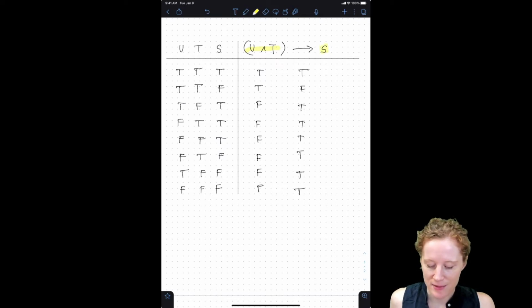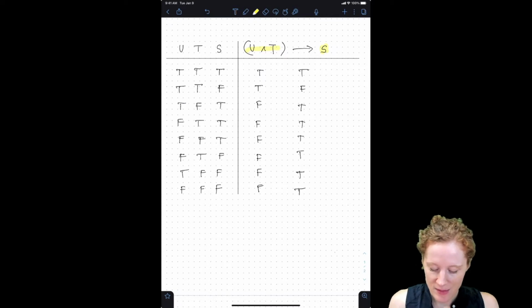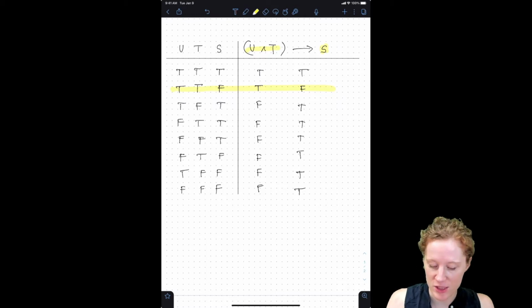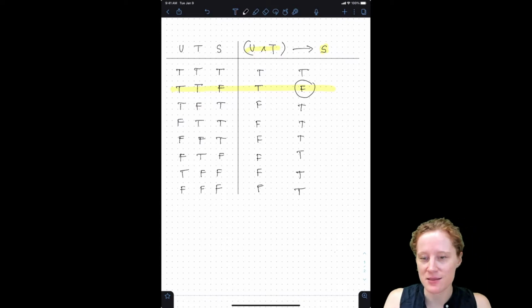Now, we see in the second row of this truth table that on a valuation where U and T are true, and so the antecedent of the conditional is true, but S is false, the whole conditional is false. And so that means that this sentence is not a tautology, since there is a valuation on which this sentence is false.